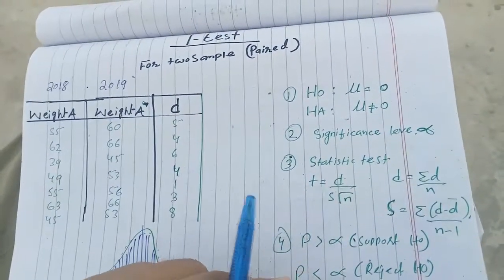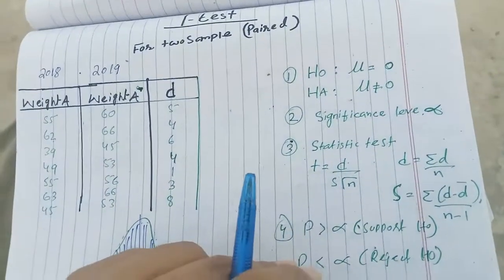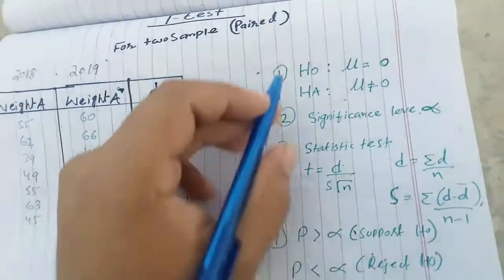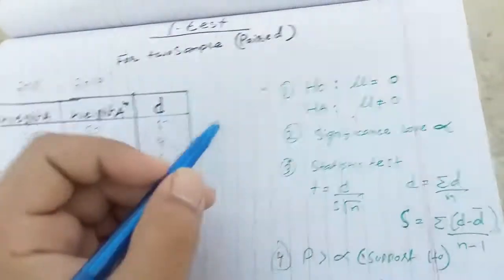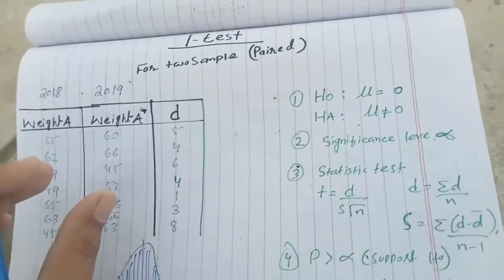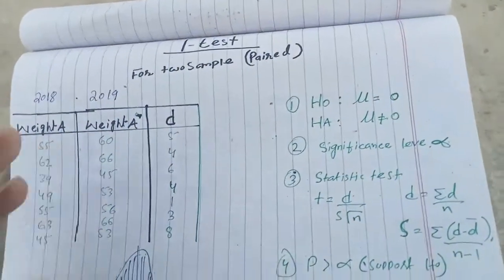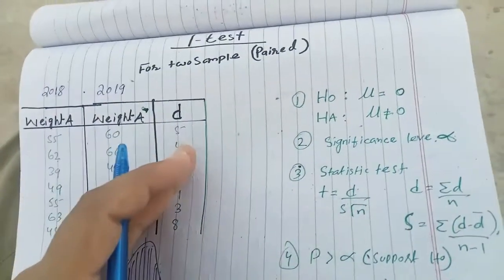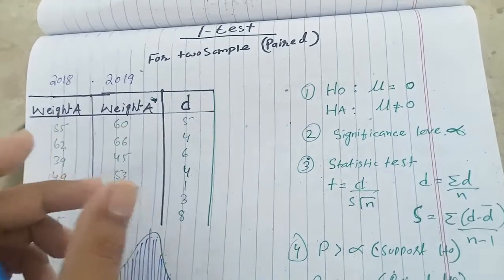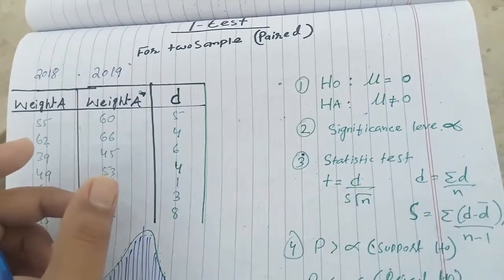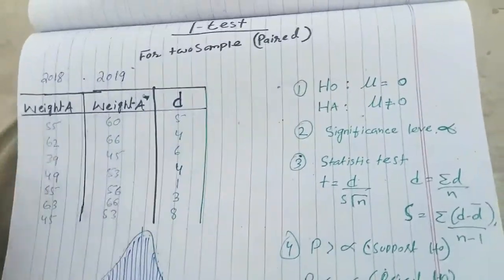if the p-value is less than alpha, it means the probability is very, very low to support the null hypothesis, and we will reject the null hypothesis, and we are able to say there is a significant difference in the mean after the 1 year. There is a significant difference in the mean weight after the 1 year of the diabetes patients.